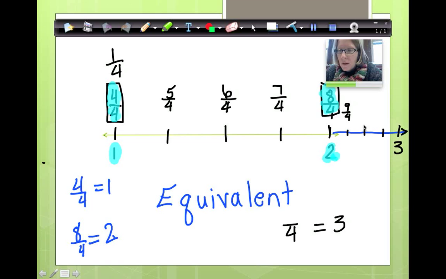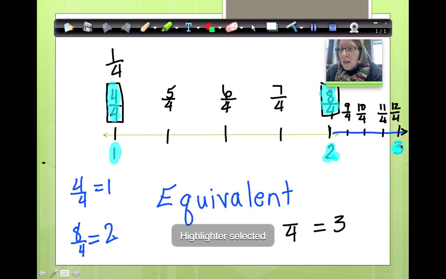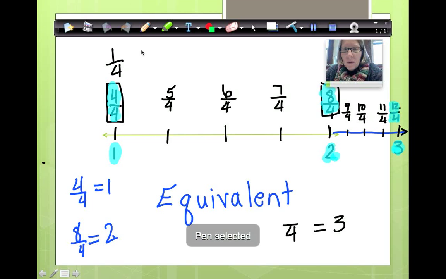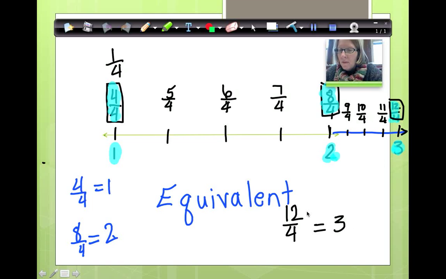This one would be 10 fourths. This one would be 11 fourths. This one would be 12 fourths. So what's my equivalent to 3? It is 12 fourths, and I need to draw a box around it. So my equivalent fraction to 3 is 12 fourths.